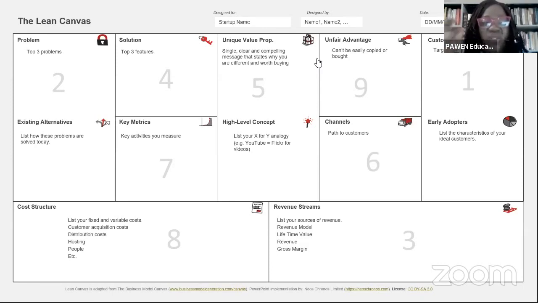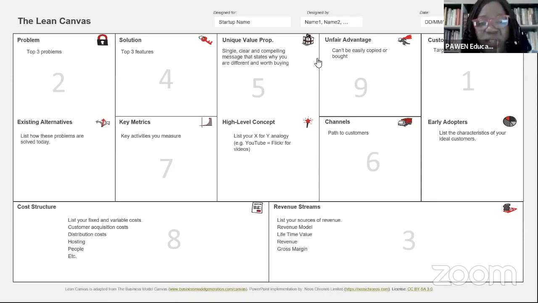Then next, you look at what solution you are providing. What are the top 3 features of the solution that you're providing? Then next, you go into your unique value proposition. Remember, we talked about that in previous slides. Then after that, you look at channels. How would your product get to your customer? And then after looking at the channels, you look at the metrics. How would you measure how successful you are as a business in delivering value to your customer?